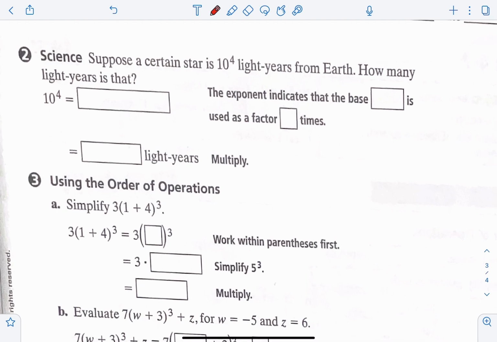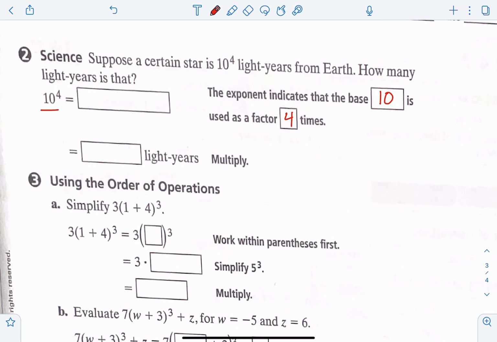So this says, suppose a certain star is 10 to the 4th light years from Earth. How many light years is that? So this is where we're given a power, so a base with an exponent, and we need to multiply it out to figure out what the answer is. The exponent indicates that the base 10 is going to be a factor 4 times, because it's 10 to the 4th is what they have here.